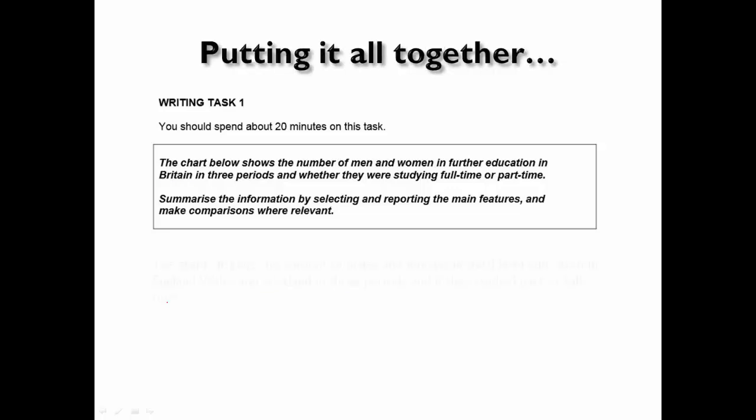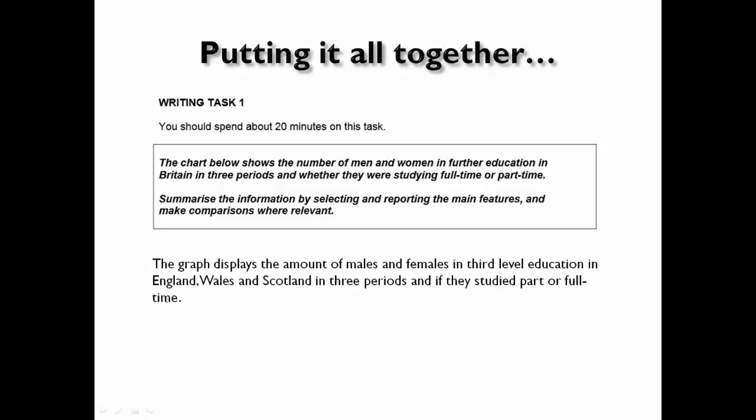So putting it all together, the graph displays the amount of males and females in third level education in England, Wales, and Scotland in 3 periods, and if they studied part or full time. So the thing you'll notice about this is some words I haven't changed. So for example, 3 periods. It is fine to copy some of the words. Lots of teachers tell the students you must change every single word. That is impossible for most students, and examiners don't expect you to do that.